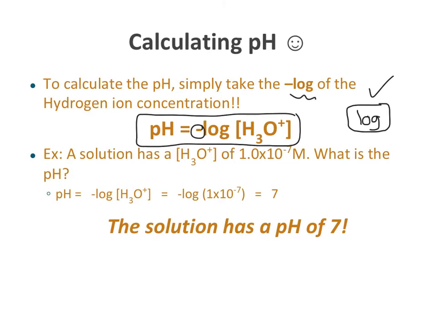So if you read a question that says the hydronium ion concentration is 1.0 times 10 to the negative 7th, then you would do the negative log of 1.0 times 10 to the negative 7th, which when you hit enter calculates to 7. So something with a hydronium ion concentration of 1.0 times 10 to the negative 7th would have a pH of 7.